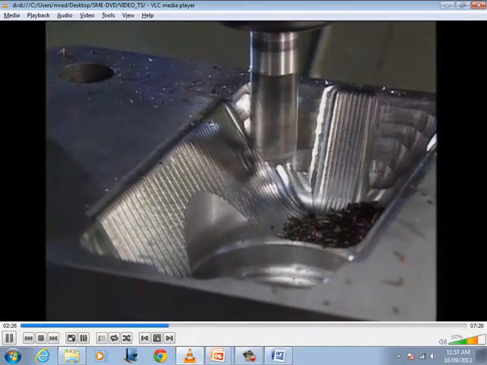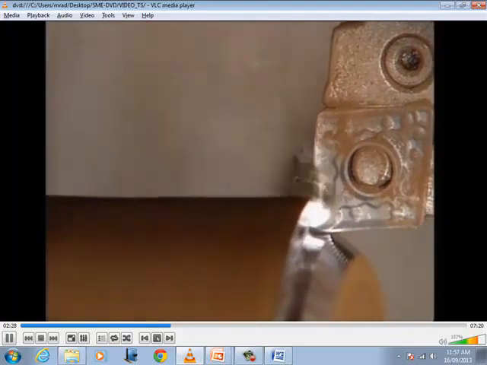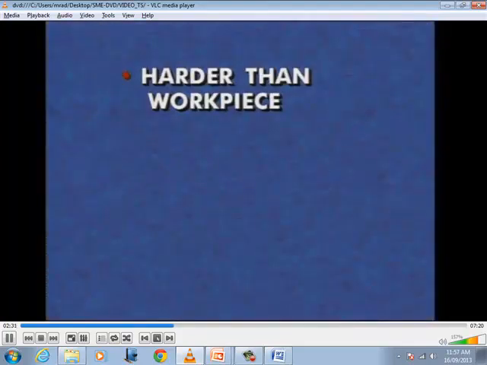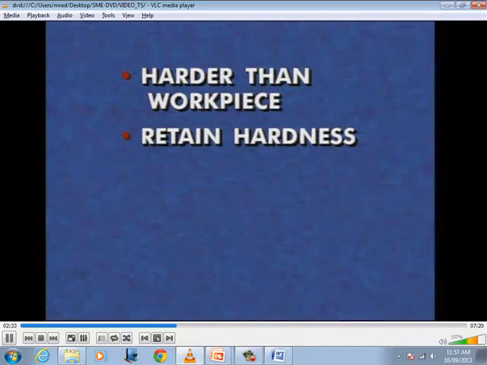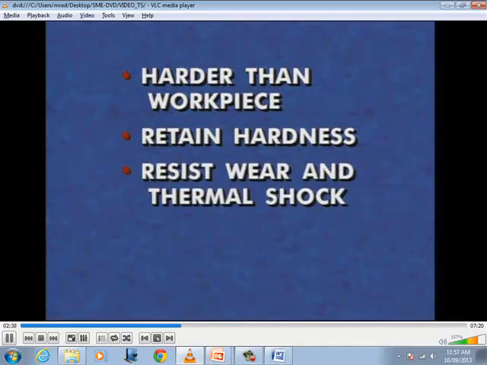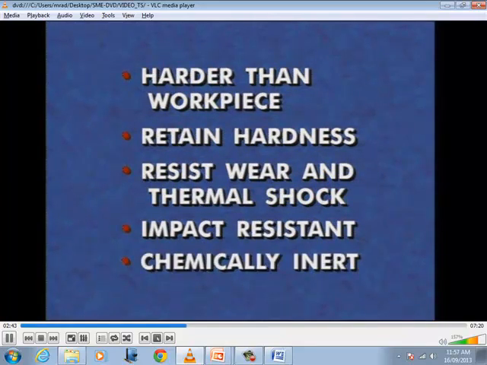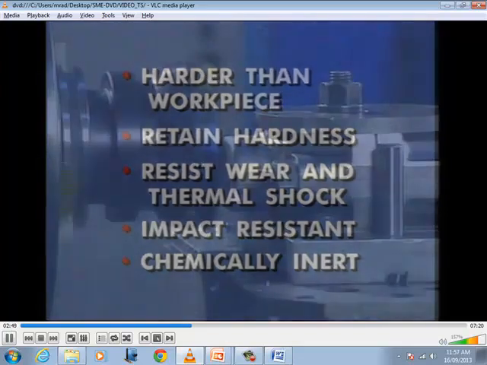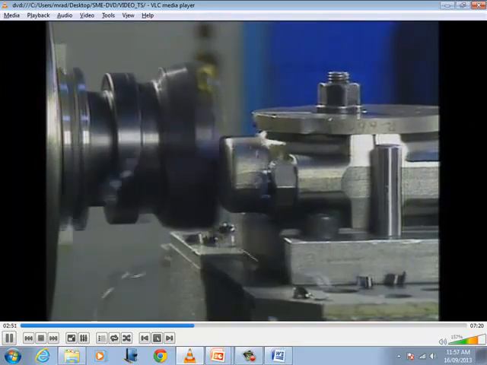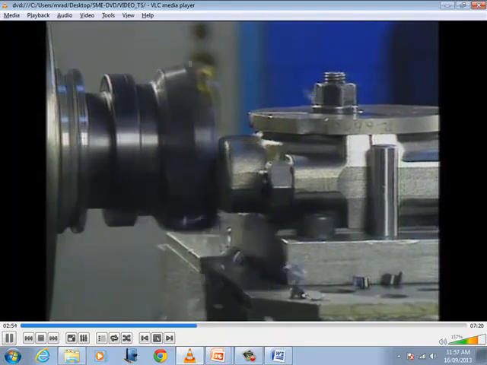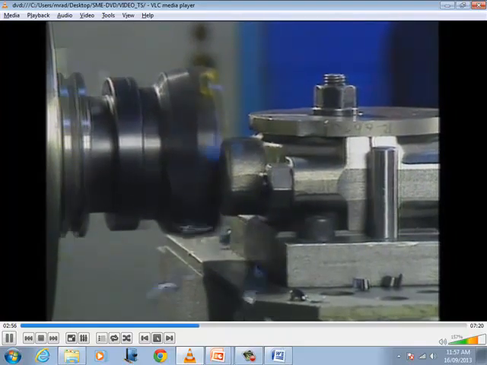For the wide variety of machining applications, there is a corresponding necessity for different cutting tool materials. The ideal cutting tool material should be harder than the workpiece it is cutting, be able to retain its hardness and stability at high temperatures, resist wear and thermal shock, be impact resistant to withstand the mechanical shocks of milling, and also be chemically inert to the work material and the cutting fluid. No single cutting tool material incorporates all these qualities. Instead, trade-offs occur among the various tool materials.